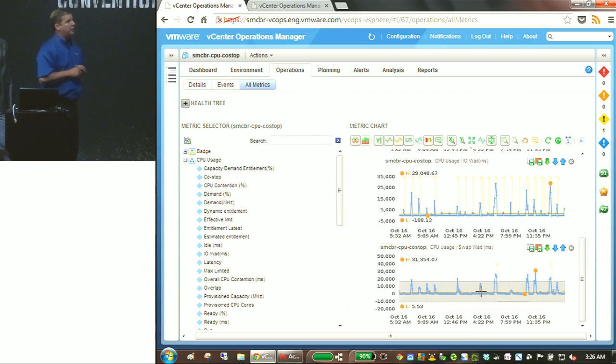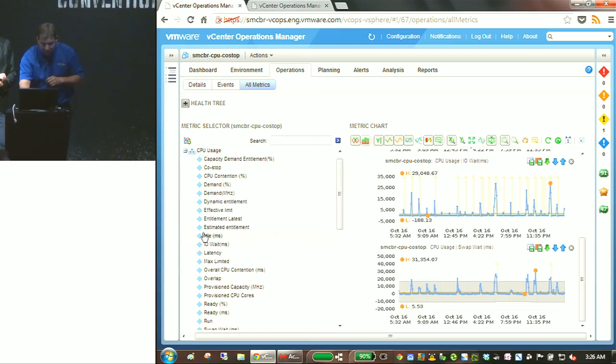then I could have swap wait. And it looks like some of my issue is due to swap. So this box has actually probably got a memory problem too, because I have a lot of swap wait in there, and some of the I/O is actually caused by that swapping. And then one of my favorites here that I didn't put on here is idle.